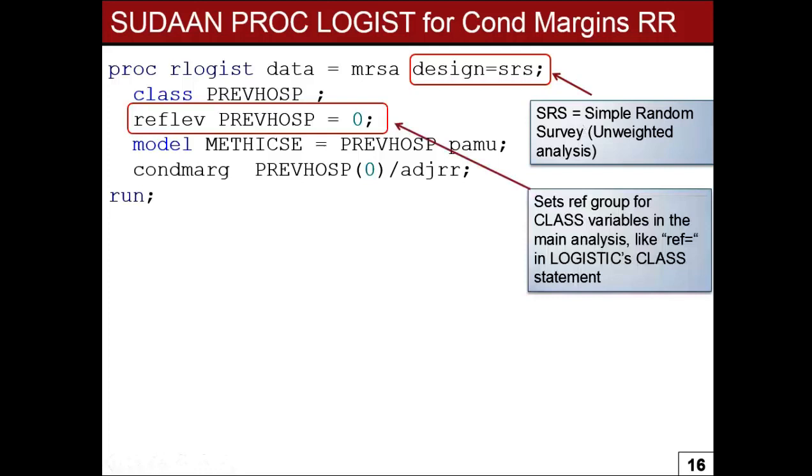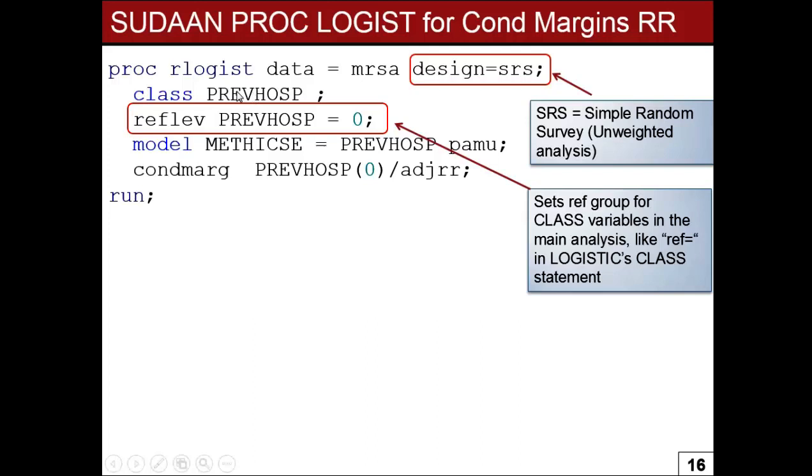Then when you do the class, it has a class statement. So you want to do class. To do the conditional margin statement, which we'll get to, the exposure has to be categorical, right? Makes sense. You don't compute a risk ratio on a continuous exposure. Does it make sense? So you have to use the class statement.